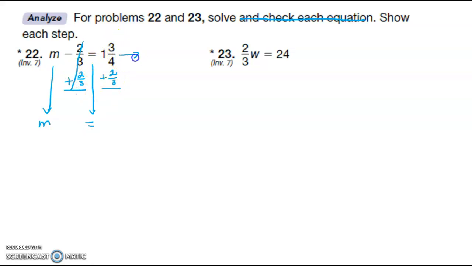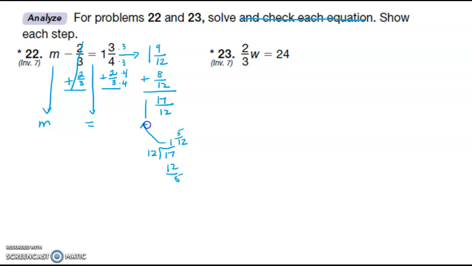So let's see, common denominator between 3 and 4. I'm going to use 12. So 4 times 3 is 12. 3 times 3 is 9. Plus, this is going to be times 4 to make the 12. Times 4, so that's 8. So I have 17 twelfths, 1 and 17 twelfths. 12 goes into 17 one time with 5 left over. So I'm going to add this back here, and I get 2 and 5 twelfths.